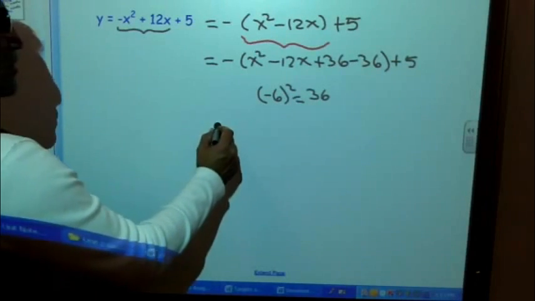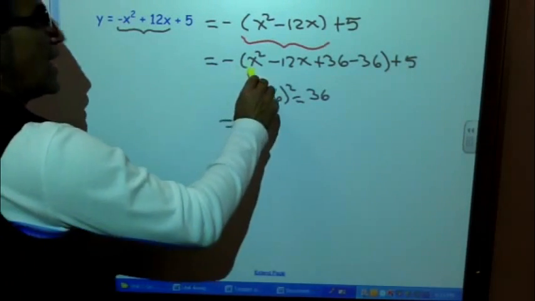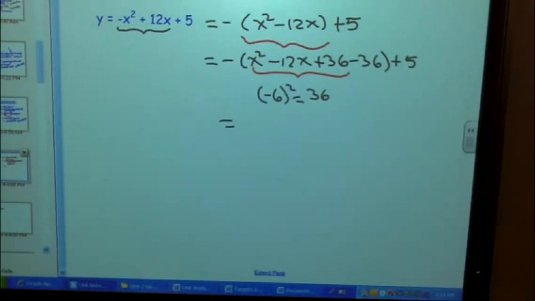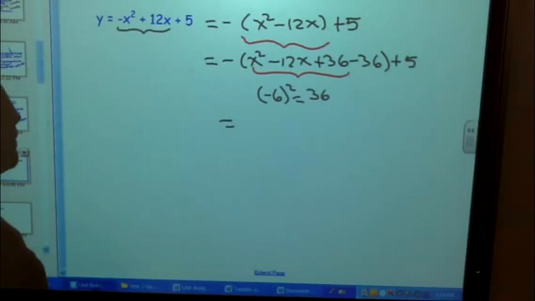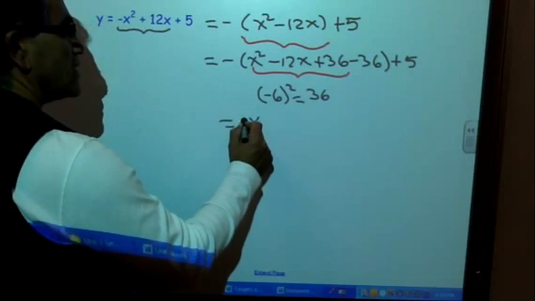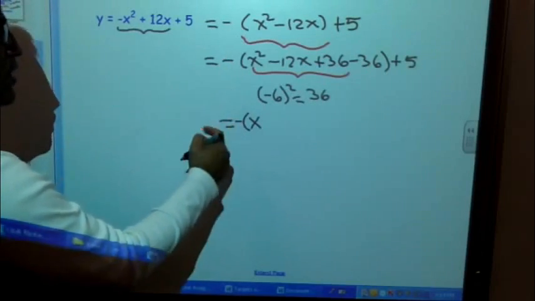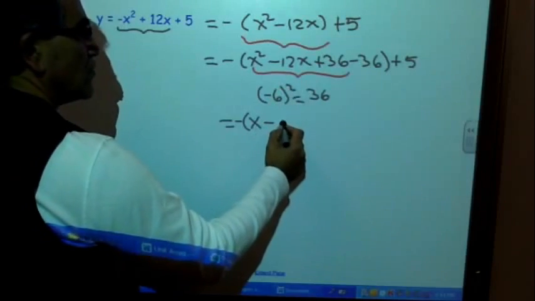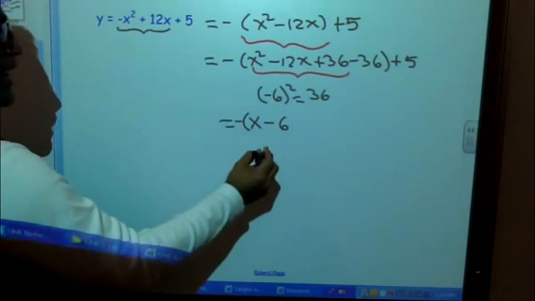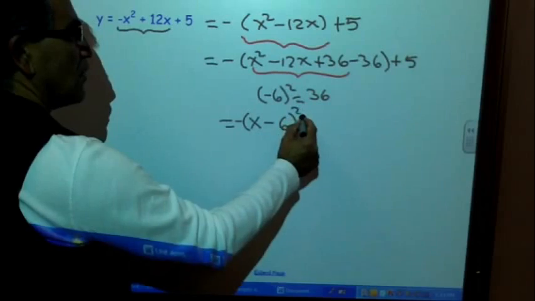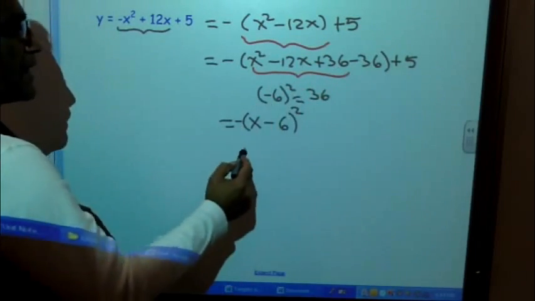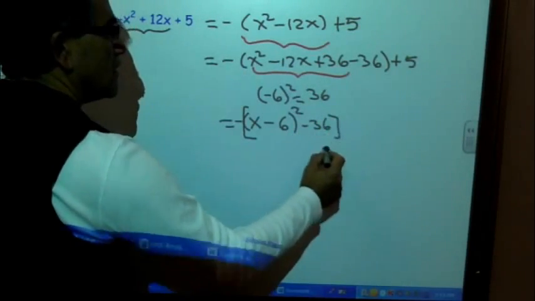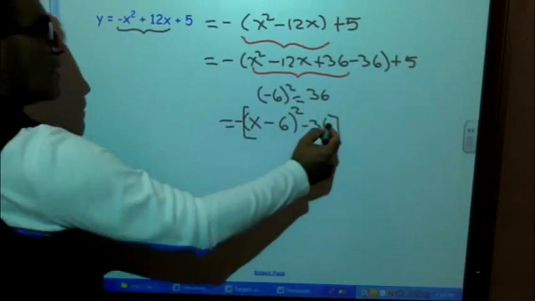Now I'm going to take a look and realize that that is a perfect trinomial, and the way I factor this perfect trinomial is as follows. X, I'm going to leave my negative there from before, x, negative sign of the middle, square root of the first, which is 6, which incidentally is the 6 we had before, x minus 6 squared. That took care of that. I still have the negative 36 that is affected by this -1 plus the 5.